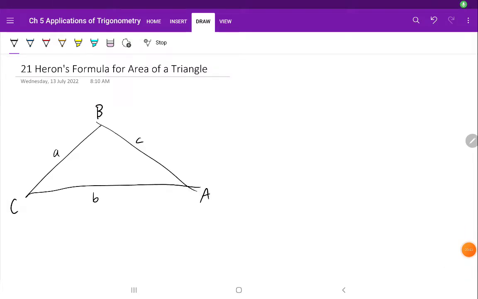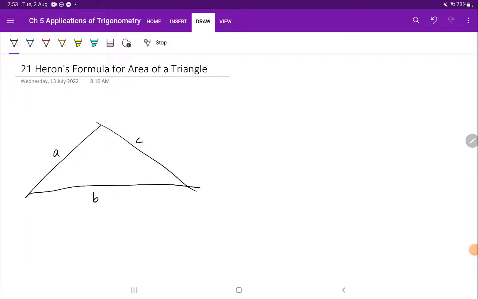Alrighty, so the sine rule and the regular area of a triangle rule are great, but what if you don't know any of the angles? What's your best strategy?